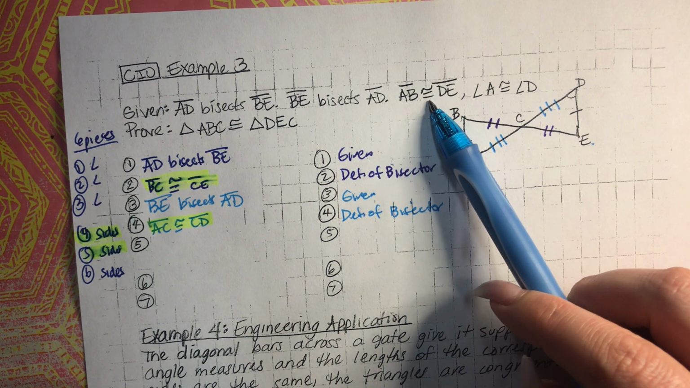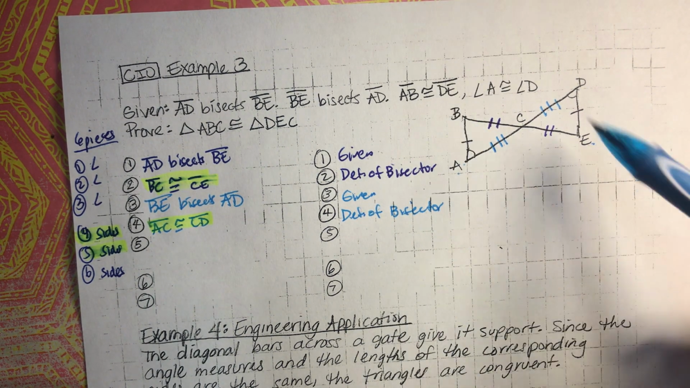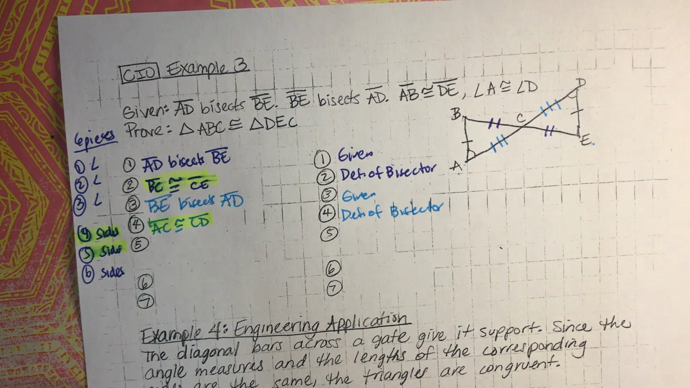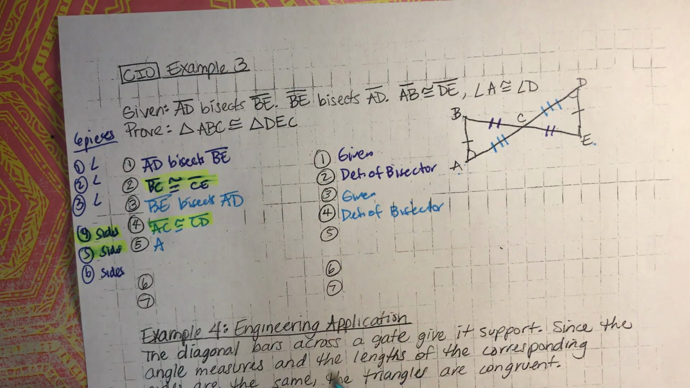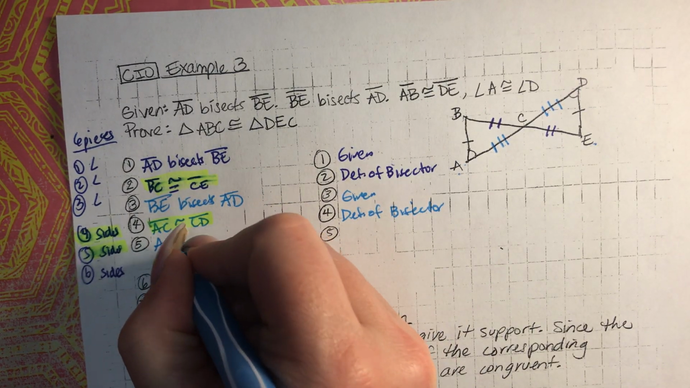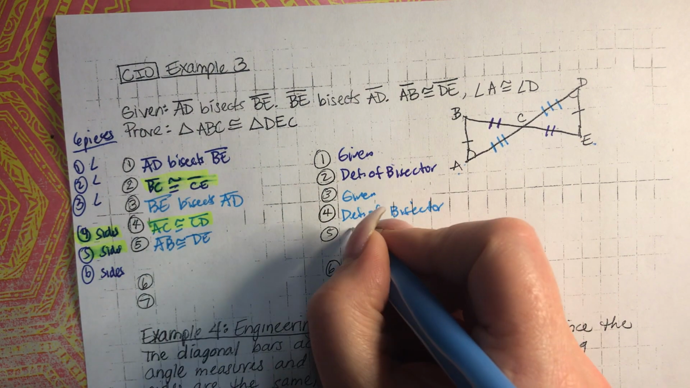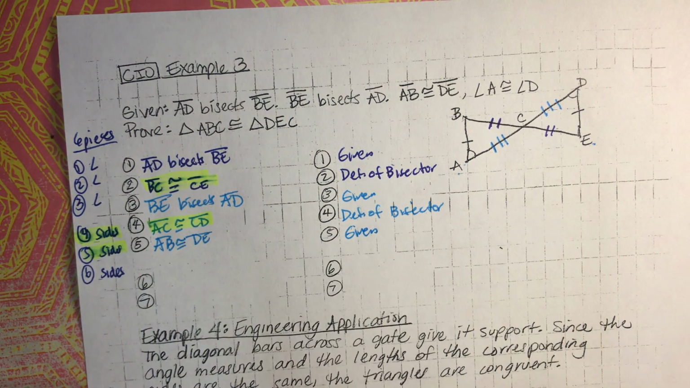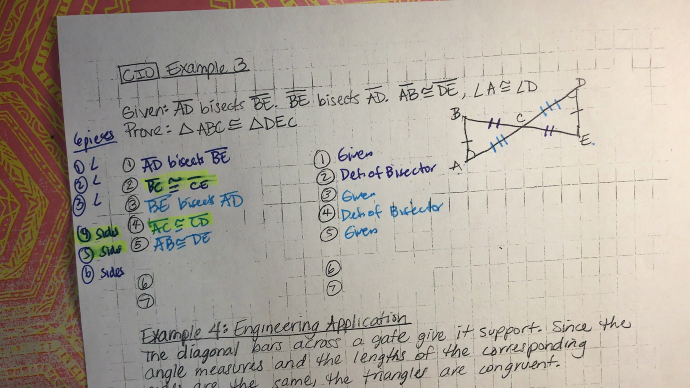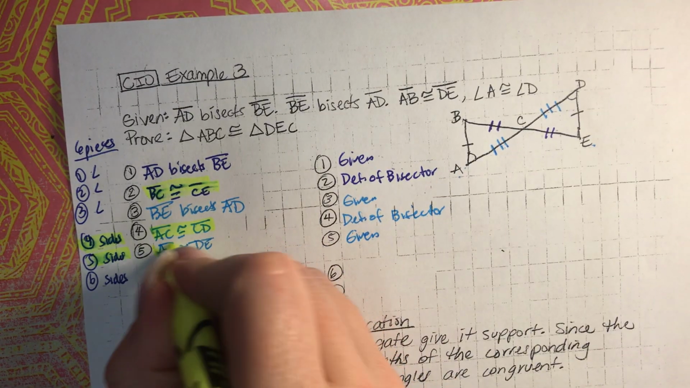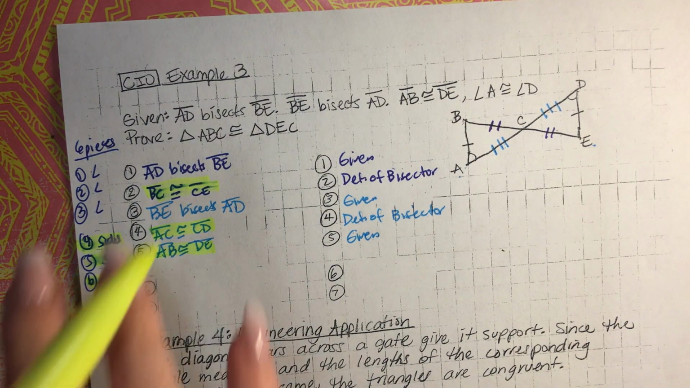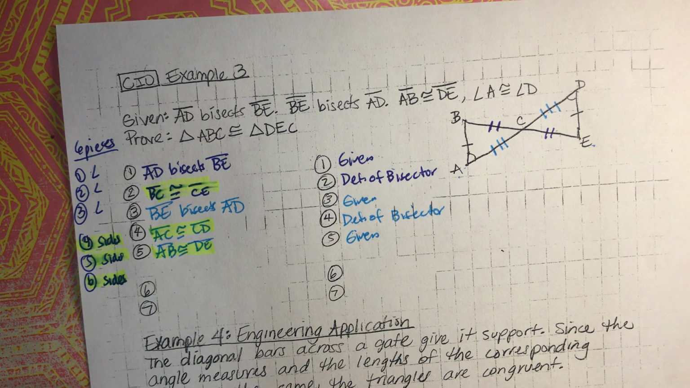It says AB is congruent to DE. There's 1 hash mark. That's nice. Line segment AB is congruent to DE. That's just given. Super easy. So those are our 3 sides that are congruent. Perfect. Now we just need those 3 angles, right?